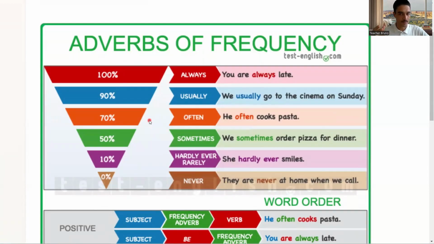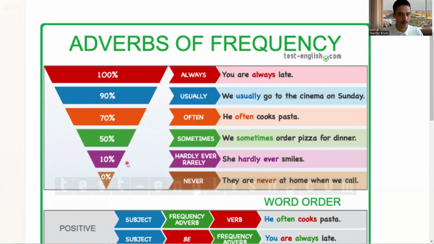70%, often. He often cooks pasta. Very frequently. 50%: We sometimes order pizza for dinner. That means sometimes, around 50%. Hardly ever and rarely are in the opposite spectrum.